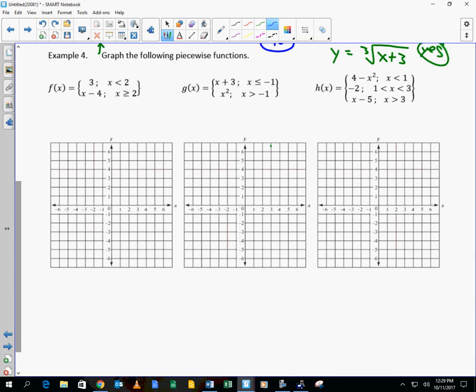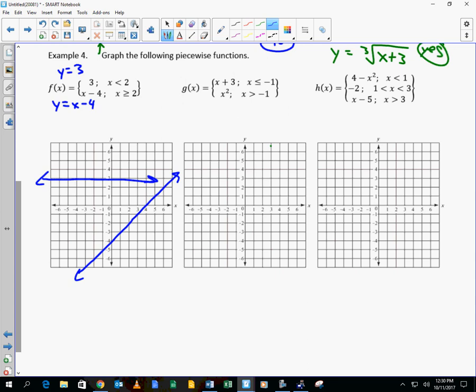This is really two functions, y equals 3 and y equals x minus 4. It says that the function is 3 for x values less than 2, and it says that the function is x minus 4 for x values greater than or equal to 2. Well, if I look at those two graphs, I have y equals 3, okay? And I have y equals x minus 4, which is a line that goes through negative 4 on the y-axis and has a slope of 1. Those are the two graphs, right?